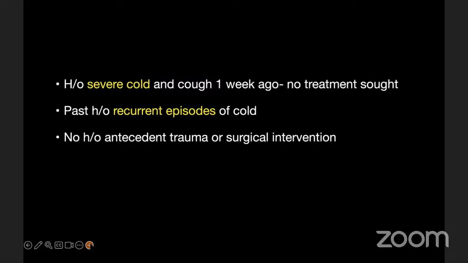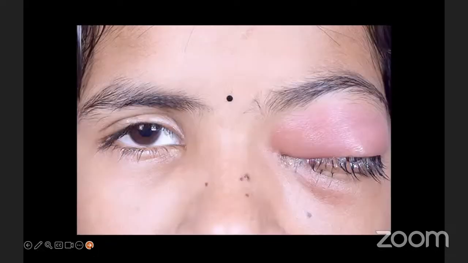Apart from that, in any case of sudden onset redness and swelling, it is obviously important to elicit the history of any antecedent trauma or any surgical intervention, which was not present in this case.